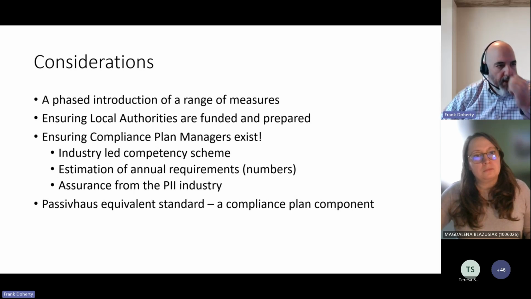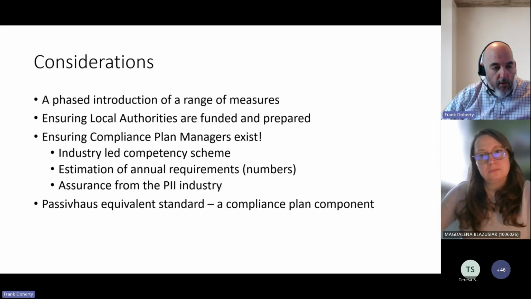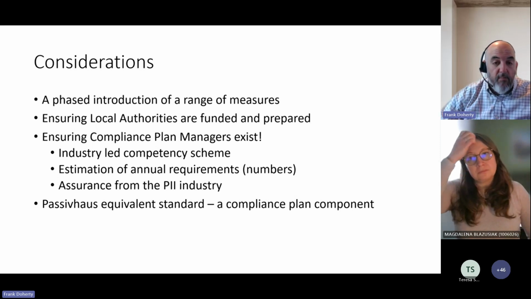The compliance plan component, sorry, the Passive House equivalent standard was something that I think was raised before we came to do this presentation, and it's really the compliance plan equivalent standard is going to be another element that needs to be provided with compliance evidence. We are working closely with colleagues who are developing that approach to make sure there is a compliance plan component that fits quite well, as with any other part of compliance.